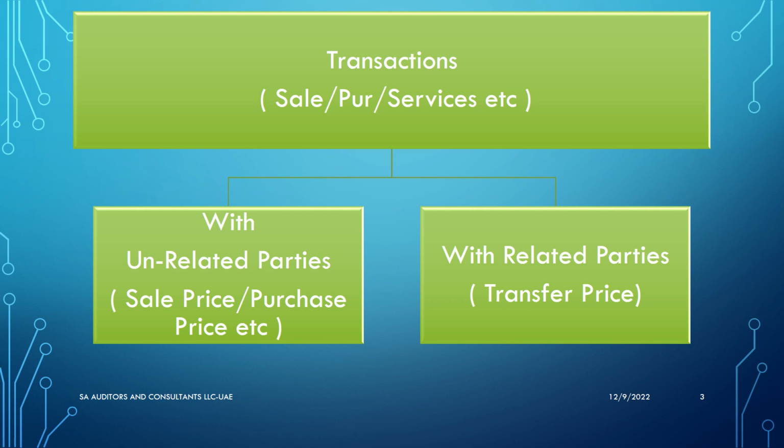Transactions can be a sale, a purchase, services, or even royalty as well. We can do transactions with two kinds of parties. One is unrelated parties, where we can do sale, purchase, anything. The sale price and purchase price will be an uncontrolled price, decided by market forces. The other is transactions with our related parties, and on such transactions transfer pricing rules will be applicable.